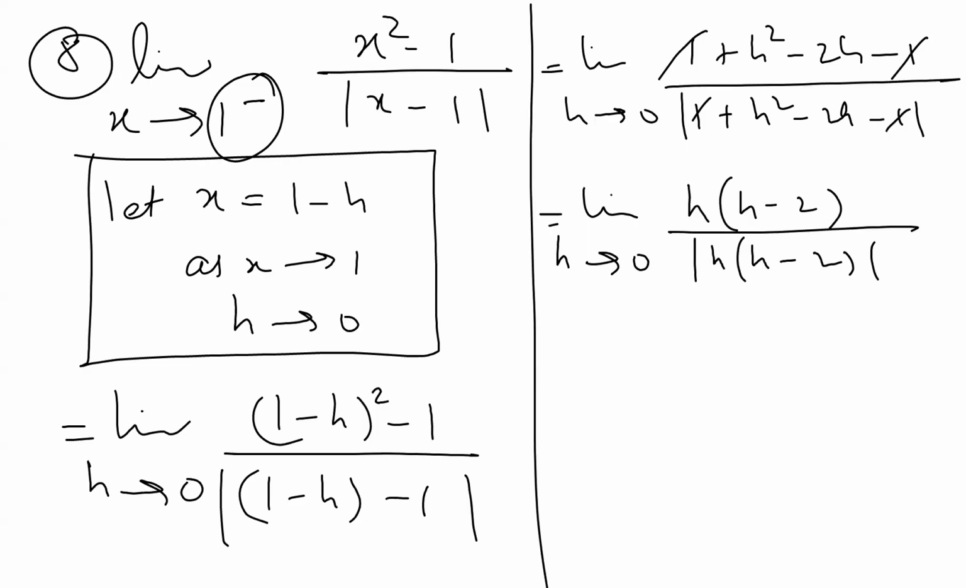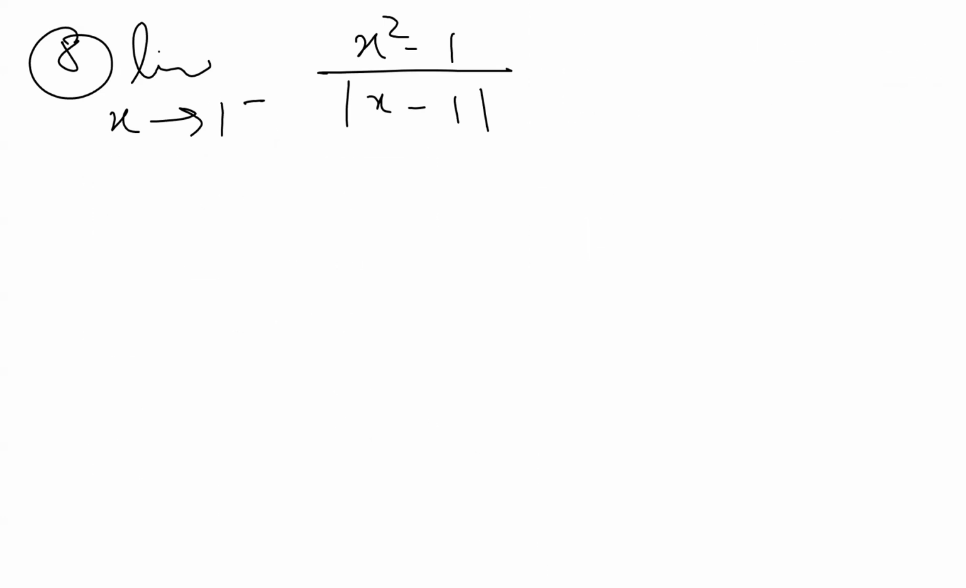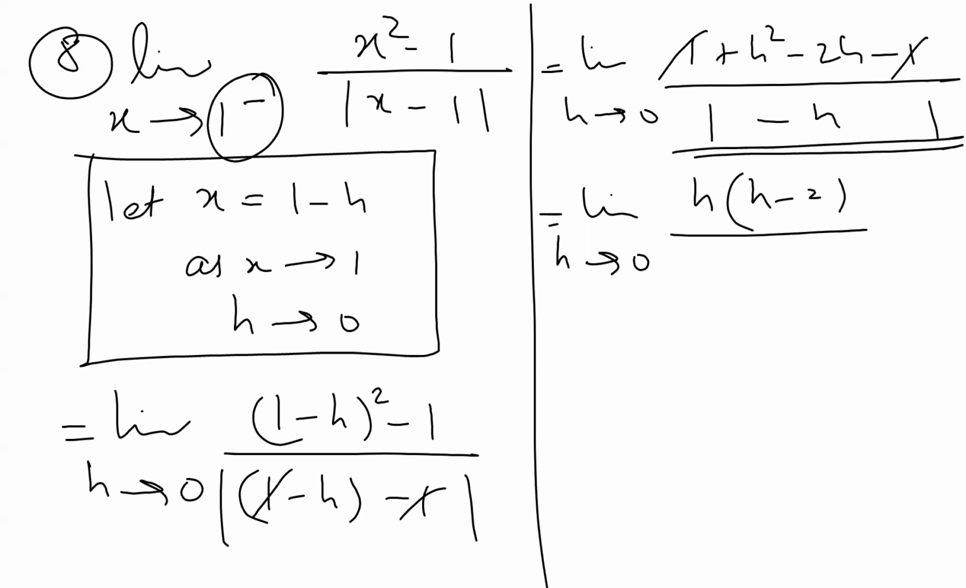So guys, I think I just made a small error over here. This part is not correct. Copied it wrong. So the modulus of this one and this one will go, so we'll be left with minus h. In the numerator, take h common, h minus 2, and modulus of minus h is h. h will get cancelled. 0 minus 2. The answer is minus 2. That was your question number 8.